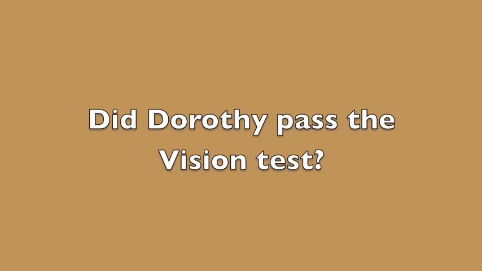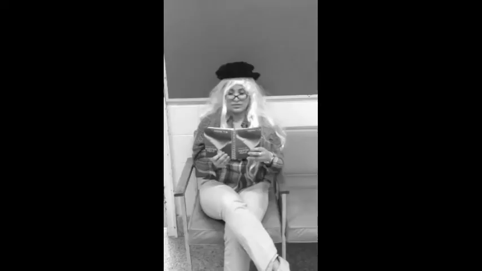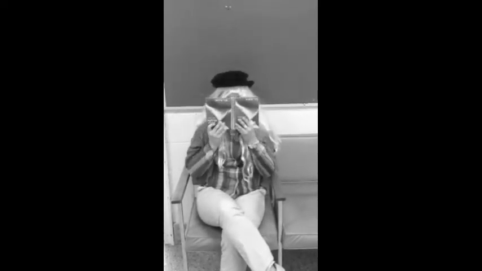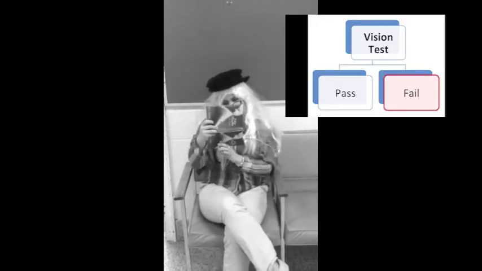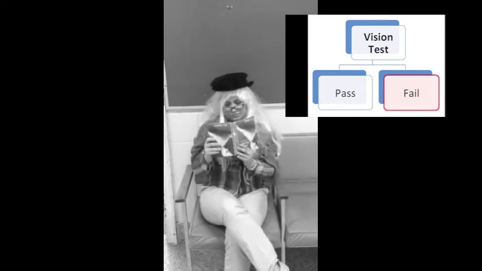Did Dorothy pass the vision test? In order for her to pass the vision test, she must have no problems reading 5mm print at reading distance. As you can see, Dorothy is having problems reading her novel. This means she did not pass the vision test.